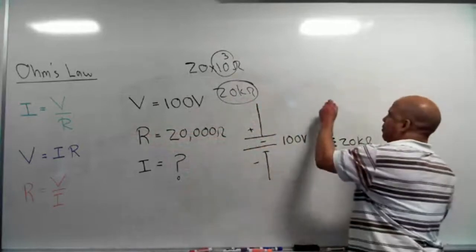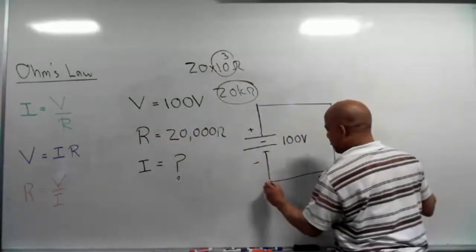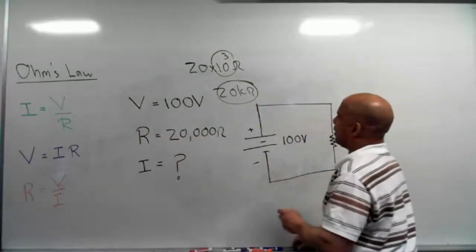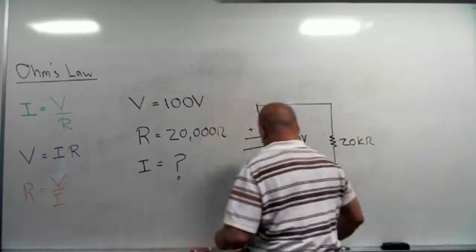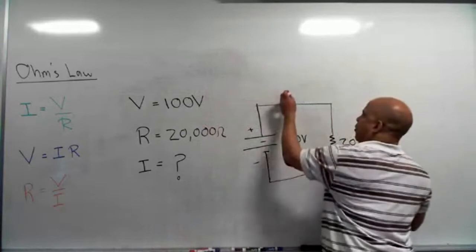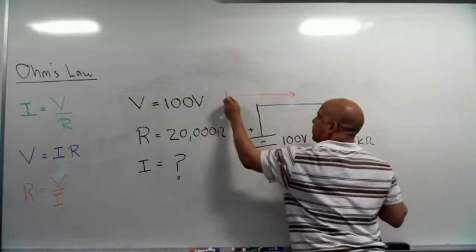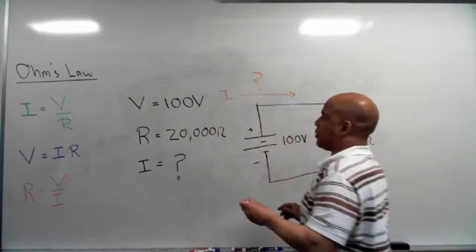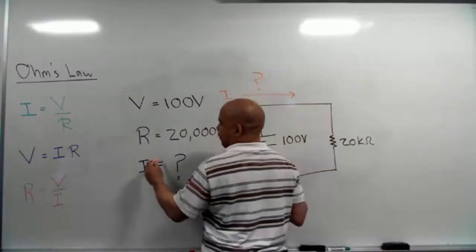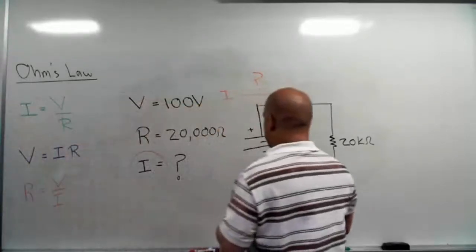Now I'm going to connect these with wires. And this is a representation of the problem statement. And all I got to do now is write in what I'm looking for. And I'm looking for current. So I'm going to show a current arrow with a question mark. And so this list right here says I'm looking for what is I equal to? Well, that's this one. So I'm just going to write that equation down.